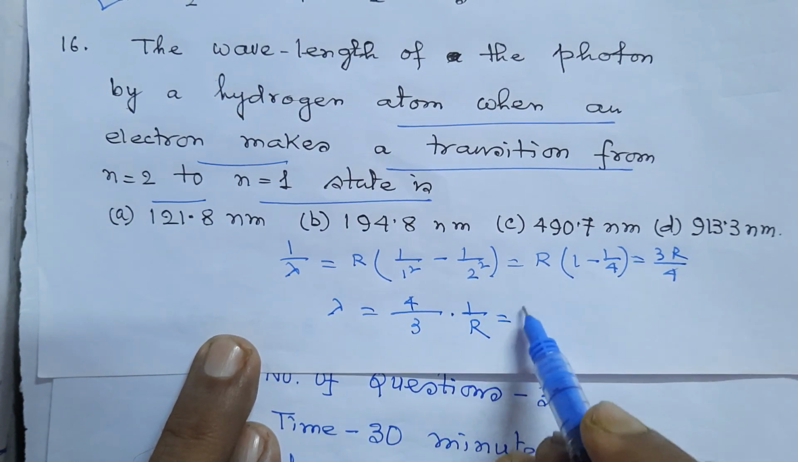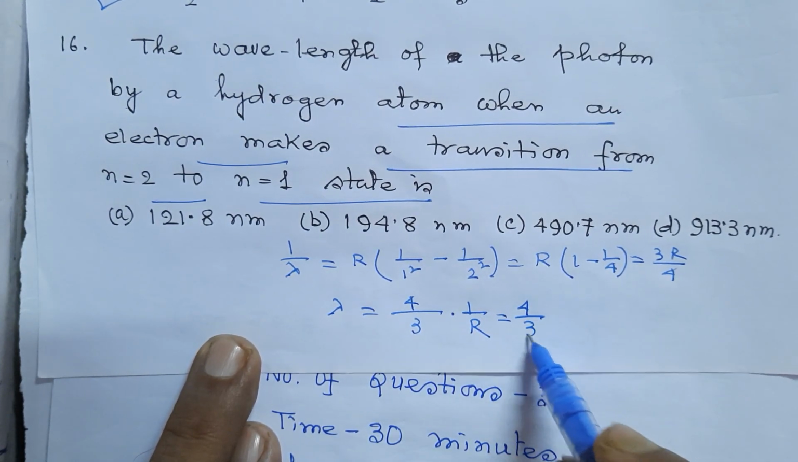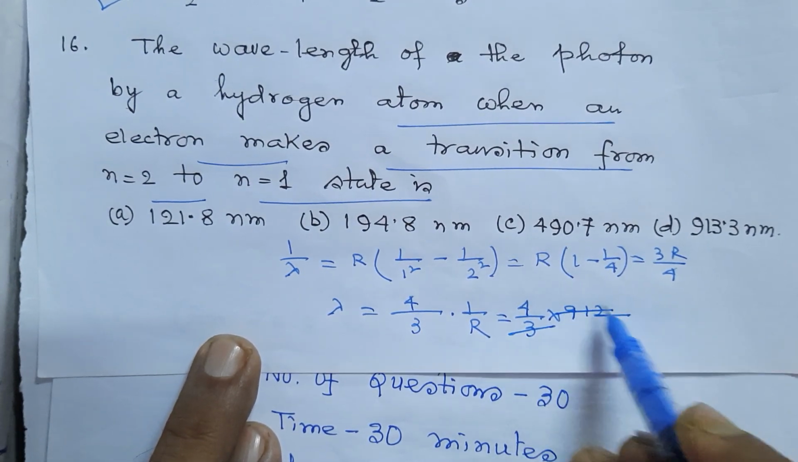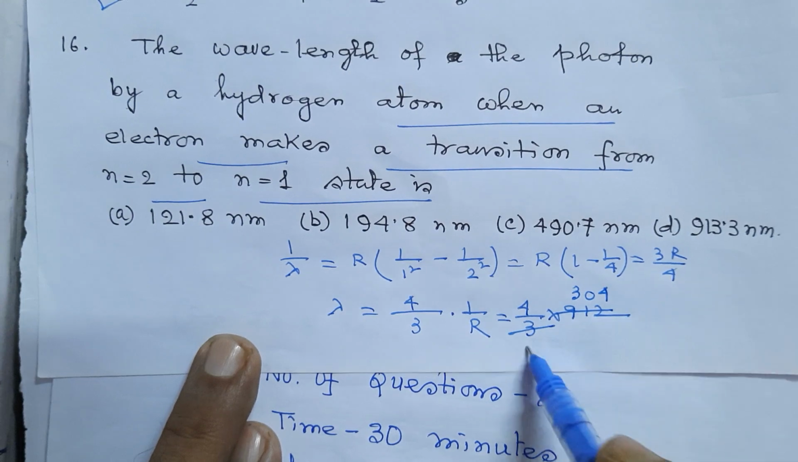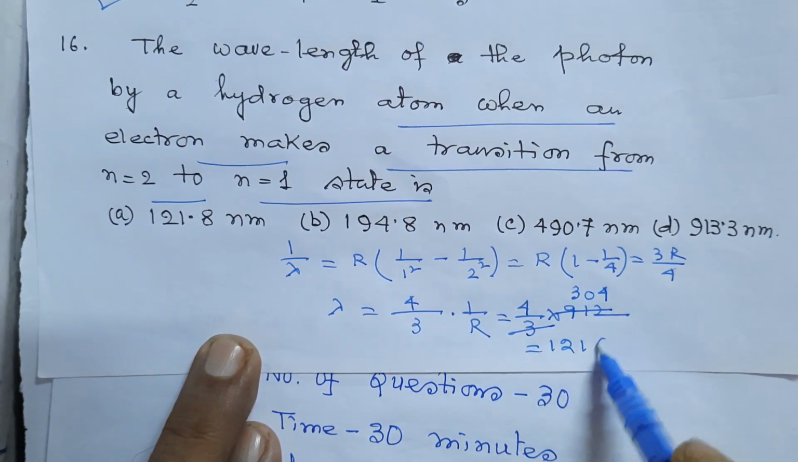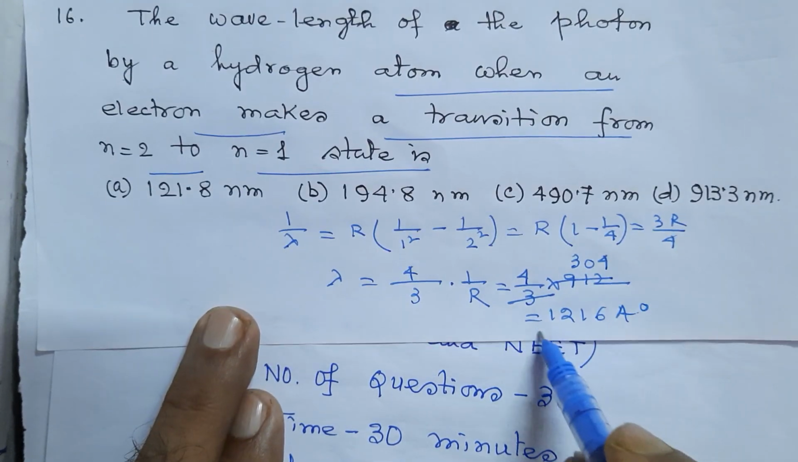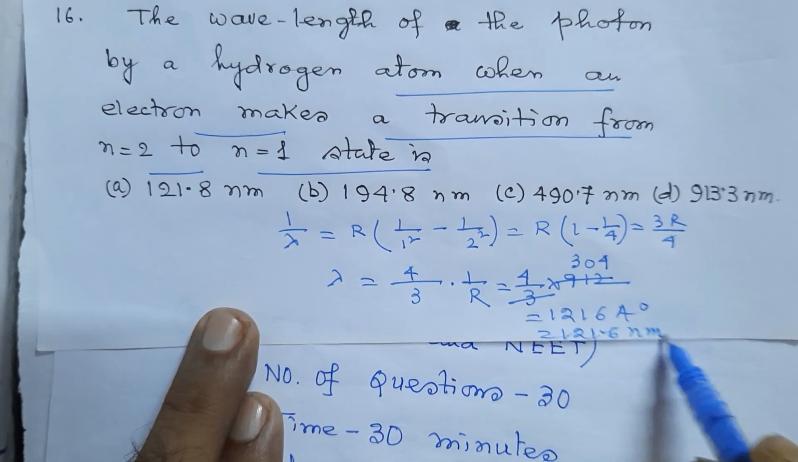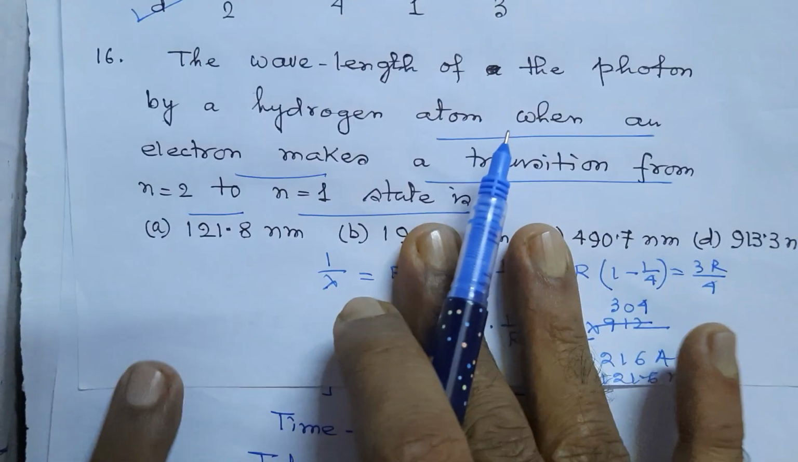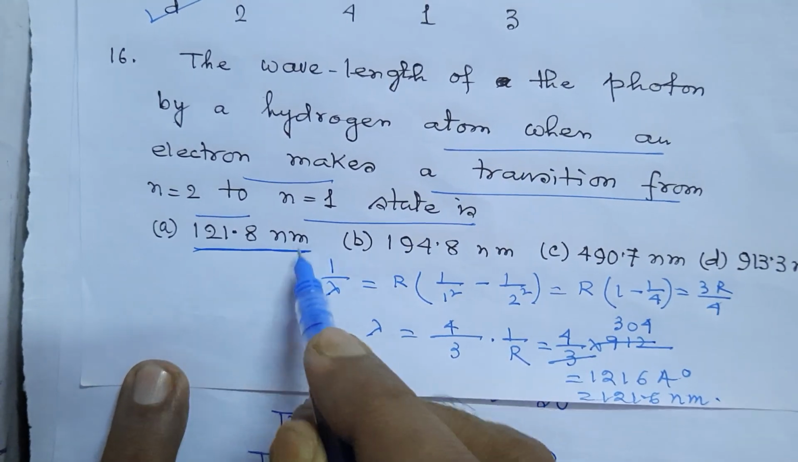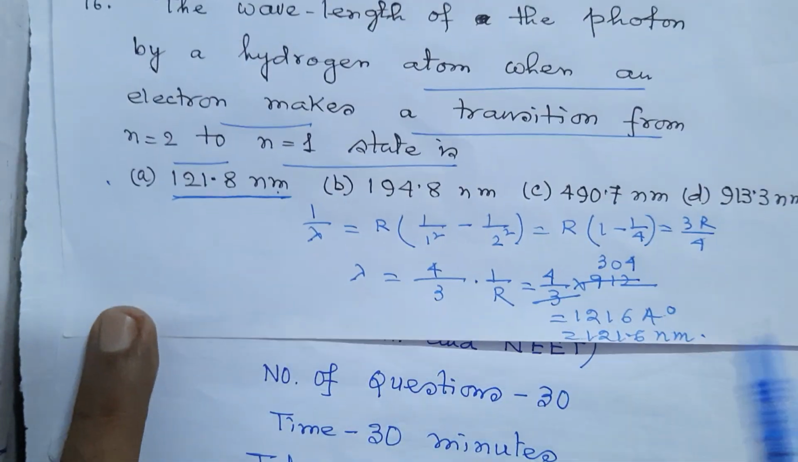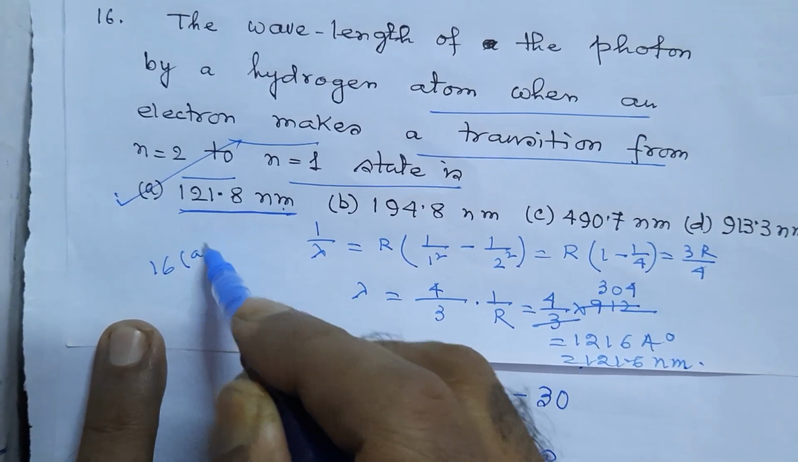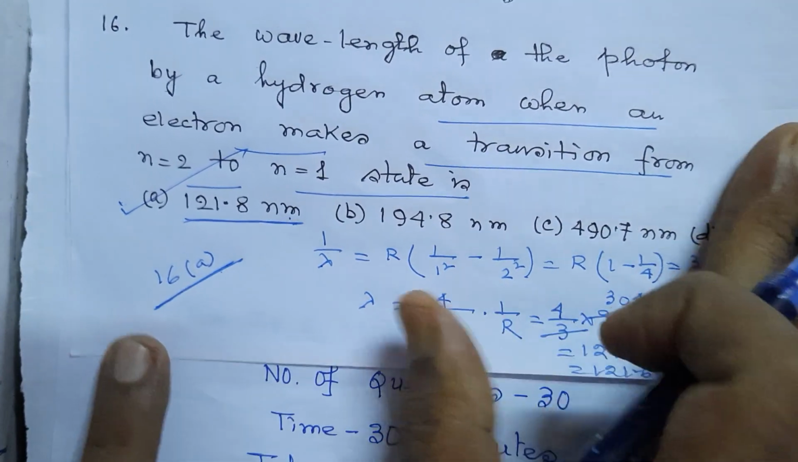1 by R equals 912 angstrom, so 912 into 4 by 3, with 304, gives 1216 angstrom, which means 121.6 nanometer. So the correct option, that is 121.8, is near to our answer. So A is the correct answer. The correct answer of question number 16 is A.